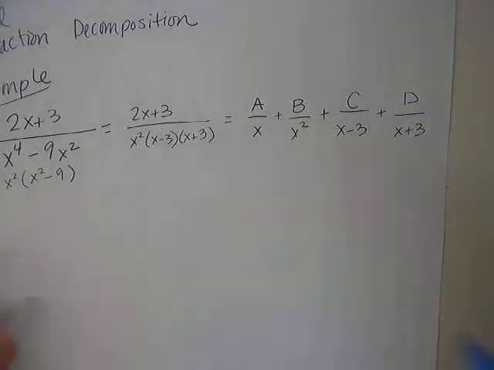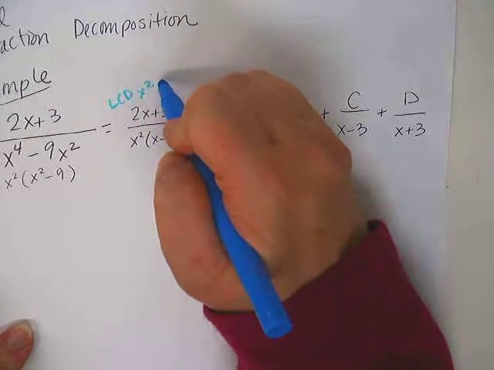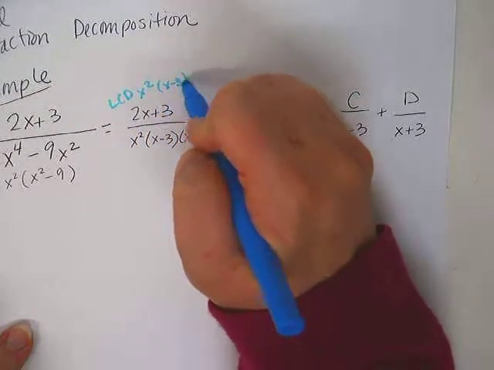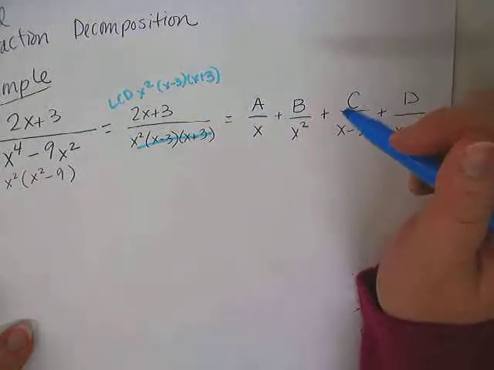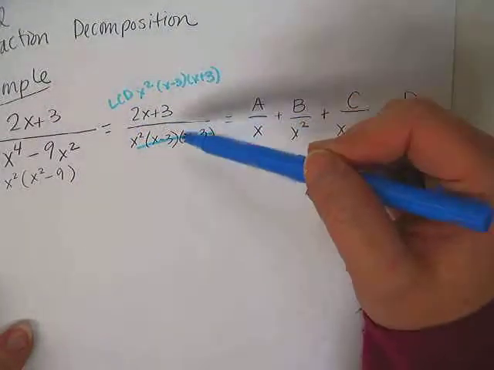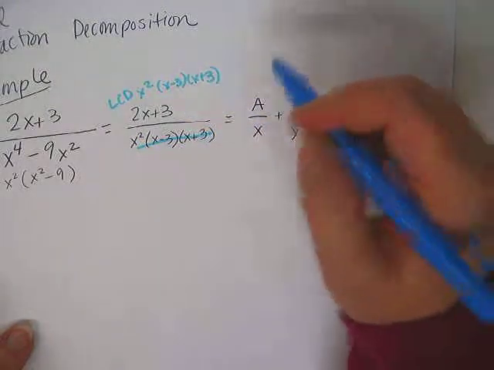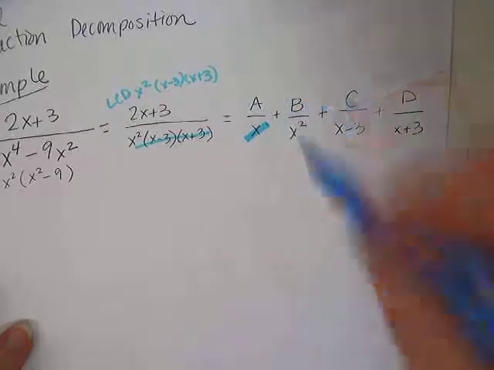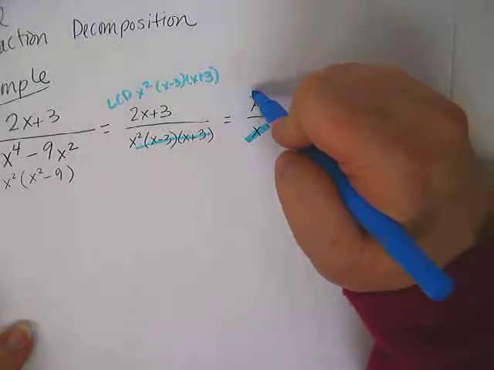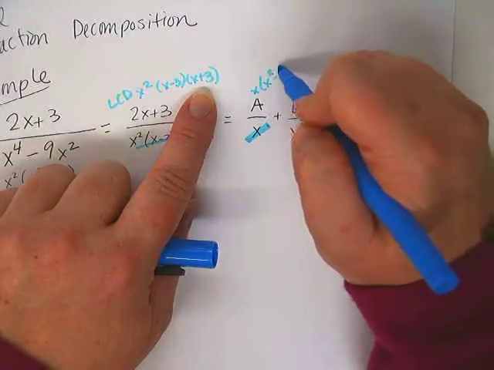Not yet. Multiply by the least common denominator. So the least common denominator is x squared times x minus 3 times x plus 3. So that cancels that entire thing, of course. And does it leave anything else left over to multiply here? Nope. Okay, so it's going to cancel out that, but what else needs multiplied on the top? x and x minus 3, x plus 3.